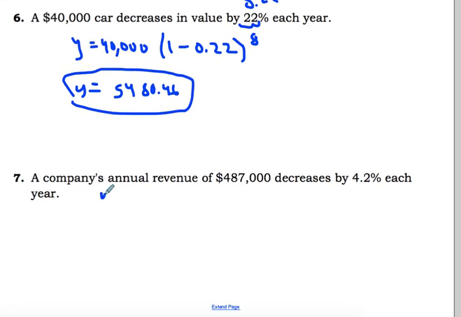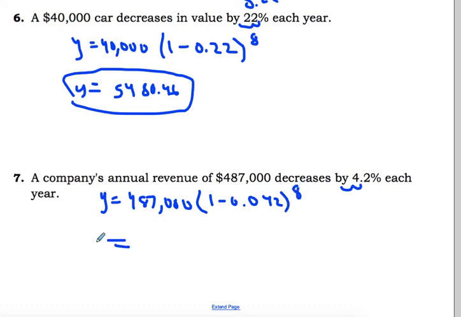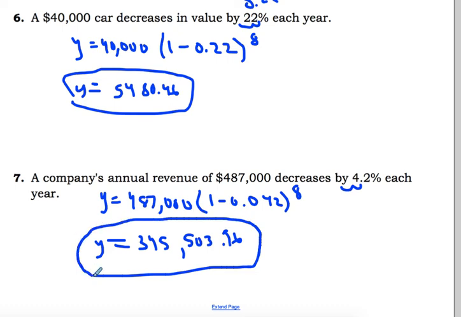And the last one, a company's annual revenue is $487,000 a year. And oh no, they're losing money. They're losing 4.2%. If you move that over, you're going to have a blank spot, so 0.042. Raise that to the 8th power. Check your work. I got about $345,503.96. So hopefully you're able to get those numbers. If you have any questions, let me know.